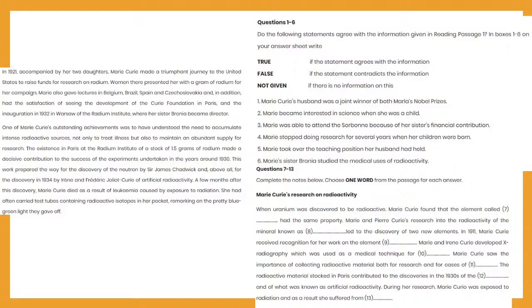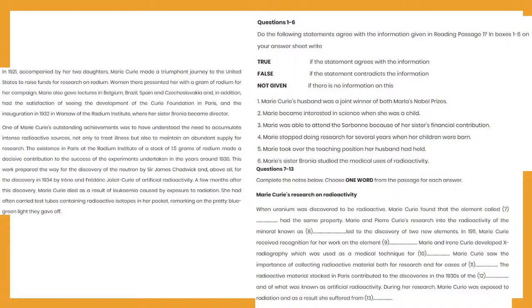Now they have mentioned the name of Bronia. Let's see what the statement is mentioning here. Marie's sister Bronia studied the medical uses of radioactivity. So she was doing some experiments. But what they have mentioned here is the inauguration in 1932 in Warsaw of the Radium Institute, where her sister Bronia became director. So they are saying she became a director. Here, the sentence is saying she was studying the uses of radioactivity. So what in that case would be the answer? It is not false, it is not even true. This is totally not given because nothing was mentioned here. The answer for this question is not given.